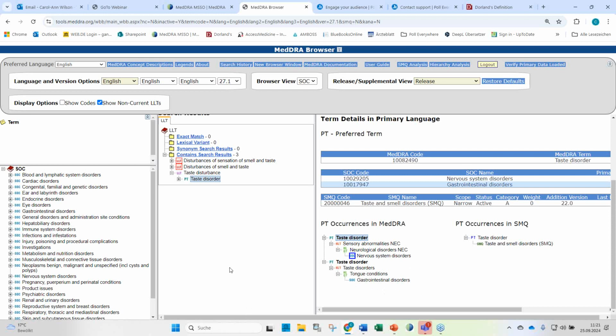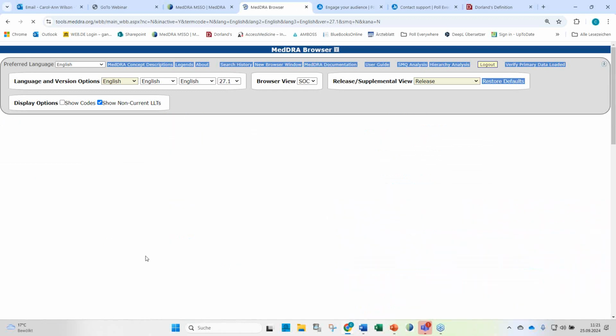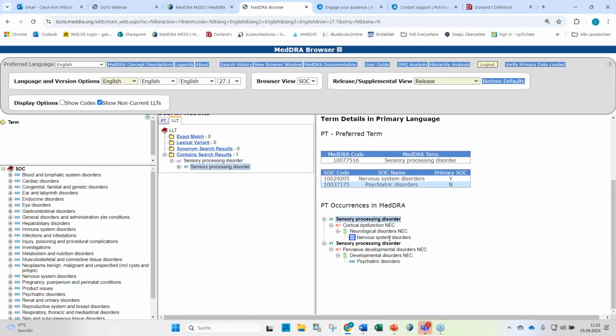Sensory processing disorder. Let's look at this one. Here we are. Again, primary SOC nervous system disorders, cortical dysfunction. So it's much too vague. It does not describe what was reported here, that the patient heard music or was hearing music, and then when hearing music always has this taste sensation.